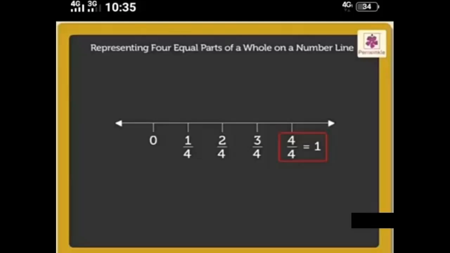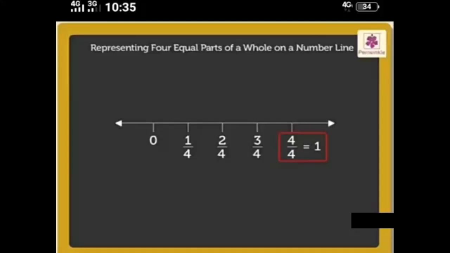From 0 to 4, how many equal parts are there? 4 equal parts. 0 to 1 is one part, next 1 to 2, next 2 to 3, next 3 to 4. That is how we divide it.